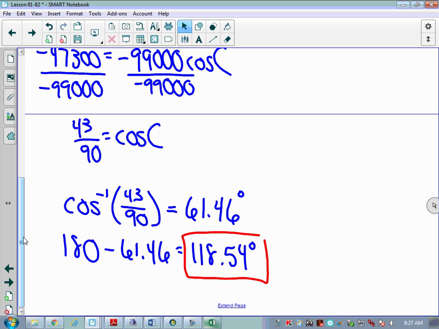So this is one of those rare occasions where we actually do subtract it. In most cases, they're going to give you the part of the triangle. You're just trying to find the missing part. All right. Let's look at question number 2.